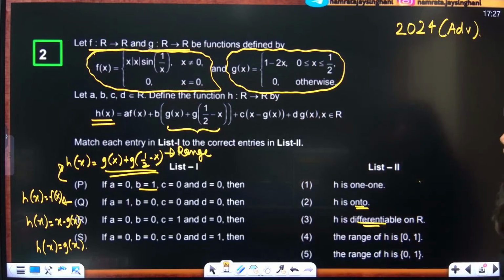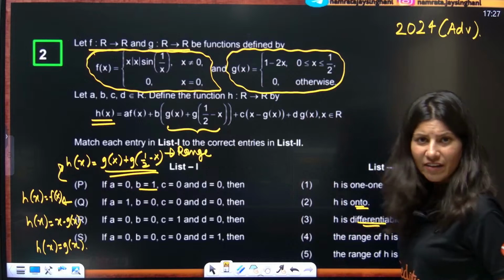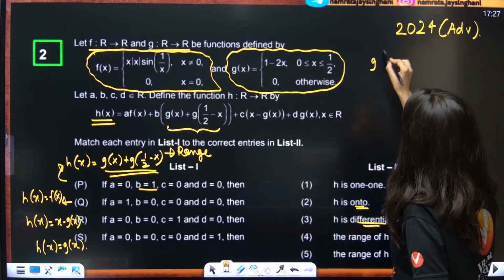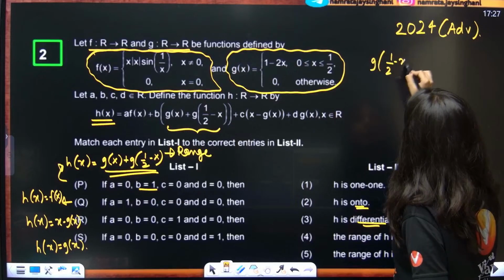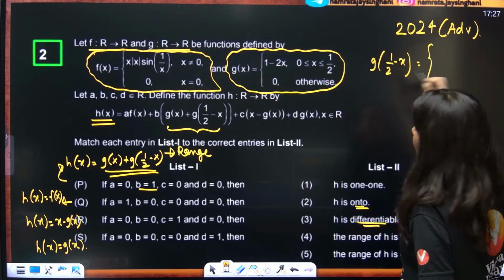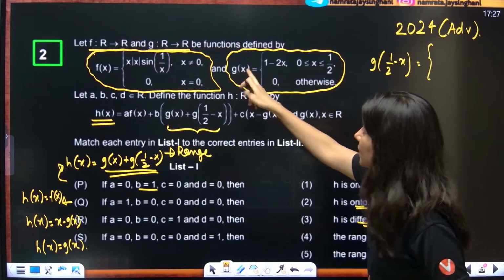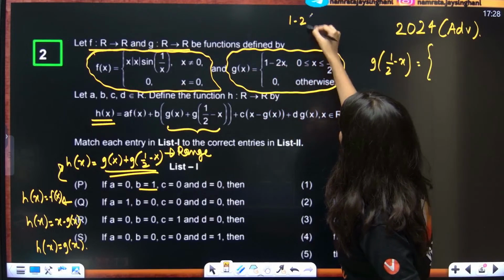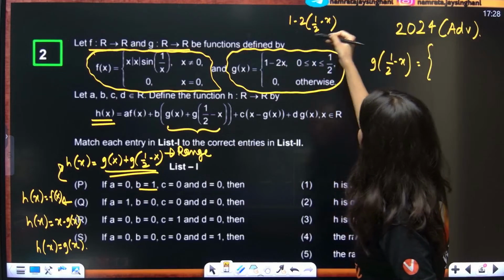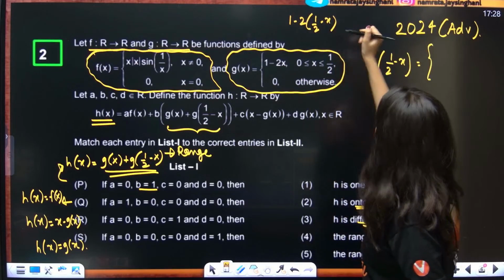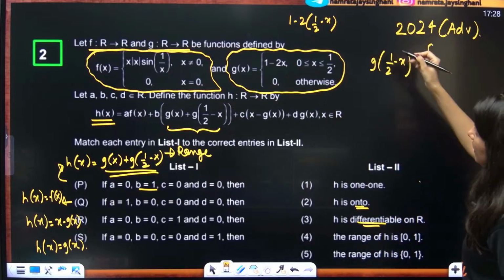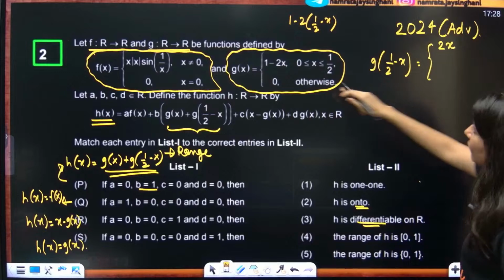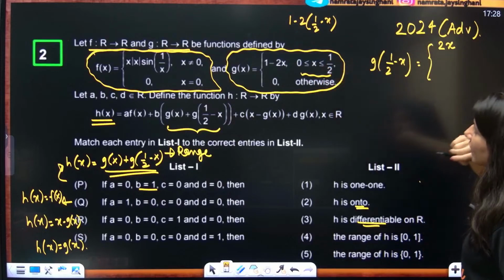Now let's focus on g(x) + g(1/2 - x). This is g(x). Let me just write g(1/2 - x). So I am replacing wherever x is written with 1/2 - x. Now this is 1 minus 2 times (1/2 - x), so 1 cancels, and this is 2x. Correct? This is 2x.